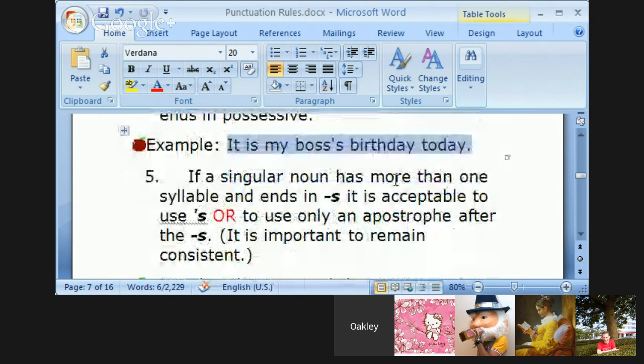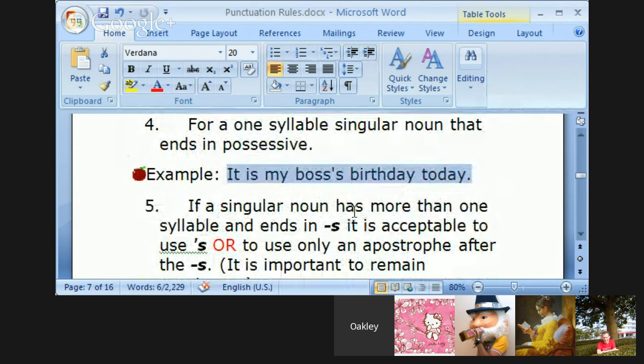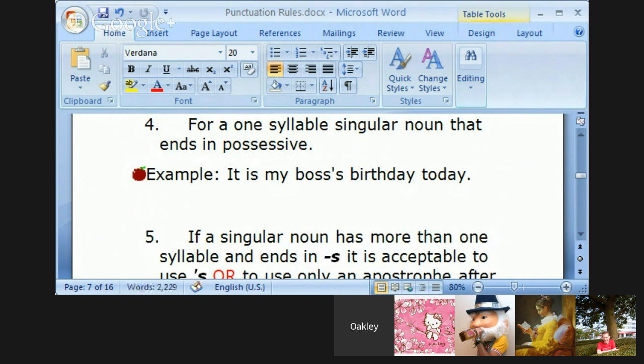Another usage is to make some long words short. Government, apostrophe T. Yes, you're absolutely right.